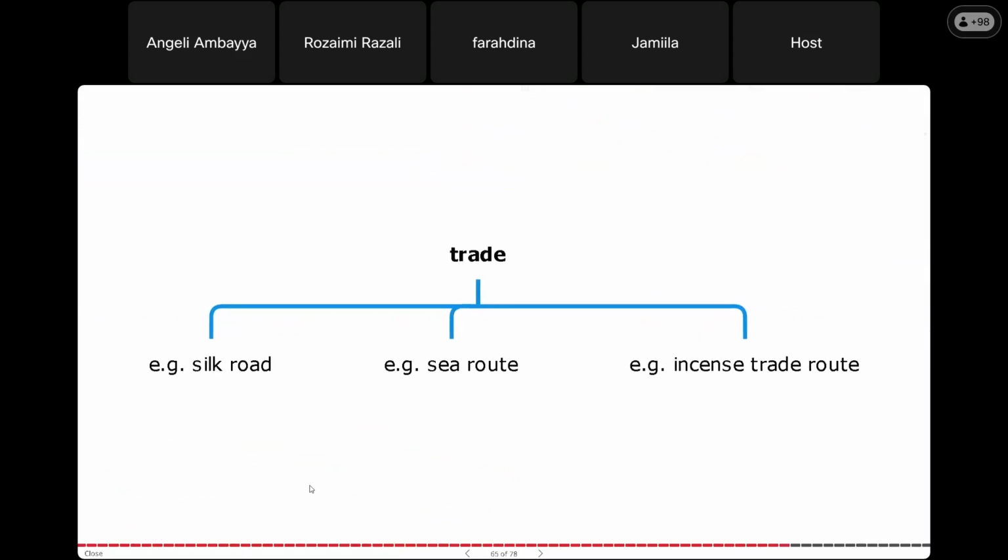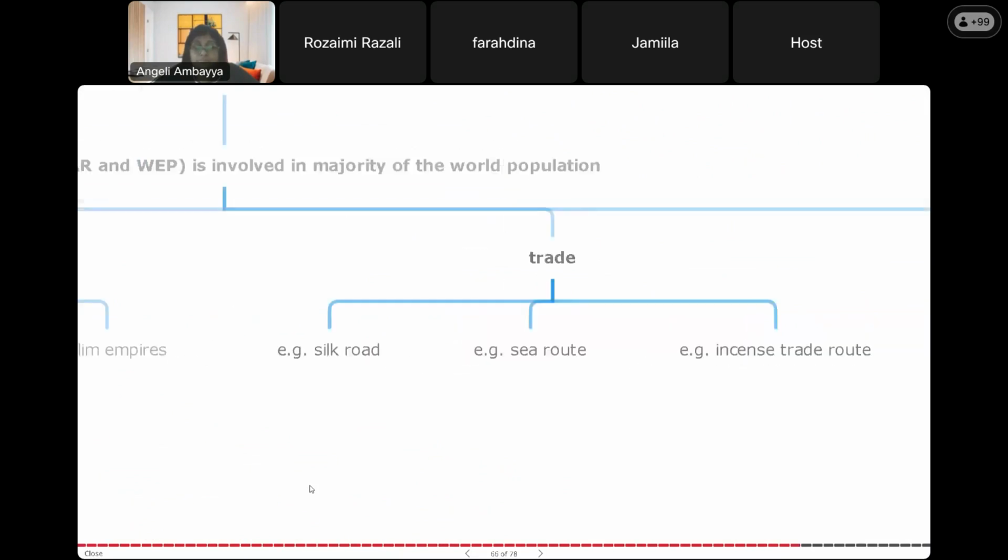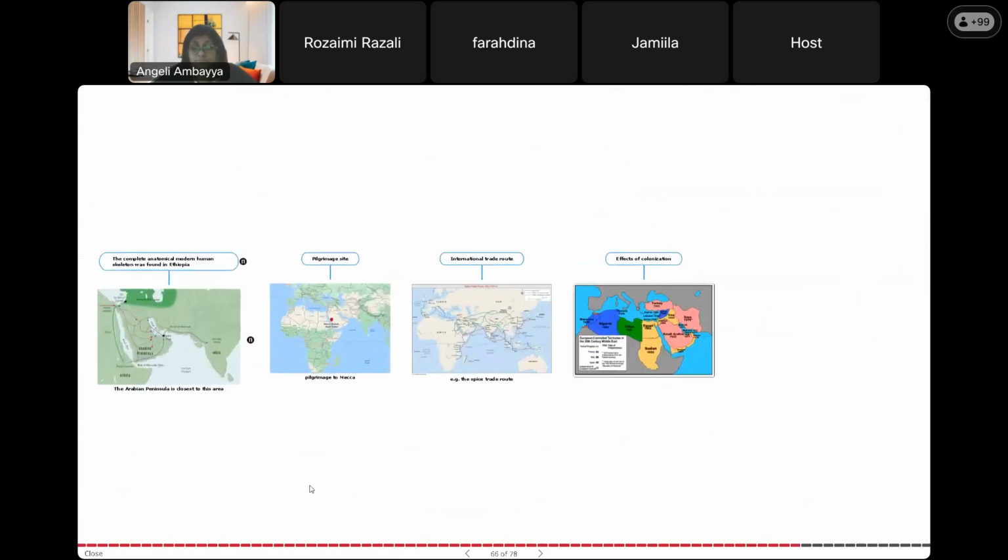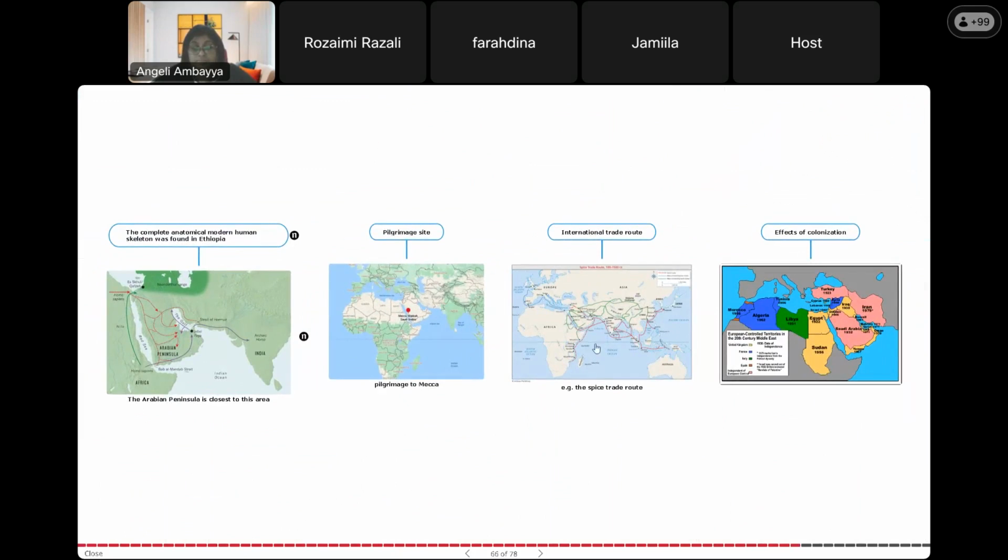Secondly, it also makes sense because Arabia, the Middle Eastern and Northern African region, as we saw earlier, are points of international trade routes: the Silk Road, Sea Route, and Incense Trade Route. Right? We saw it here just now.